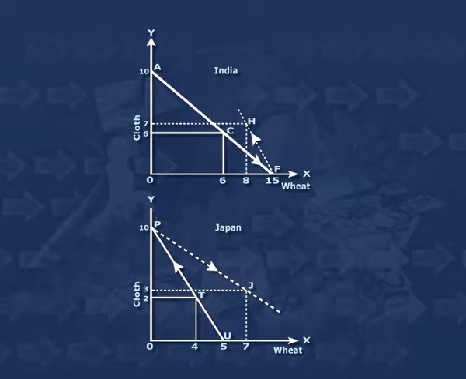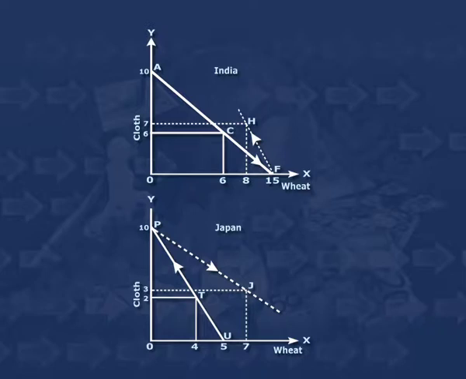Now, we assume that India exchanges 7 units of wheat for 7 units of cloth with Japan. In this situation, India will produce at point F, that is, 15 units of wheat, and consume at point H, that is, 8 units of wheat and 7 units of cloth. Thus, India gains 2 units of wheat and 1 unit of cloth from trade. Similarly, Japan will produce at point P, that is, 10 units of cloth, and consume at point J, that is, 7 units of wheat and 3 units of cloth. Thus, Japan gains 3 units of wheat and 1 unit of cloth from trade.